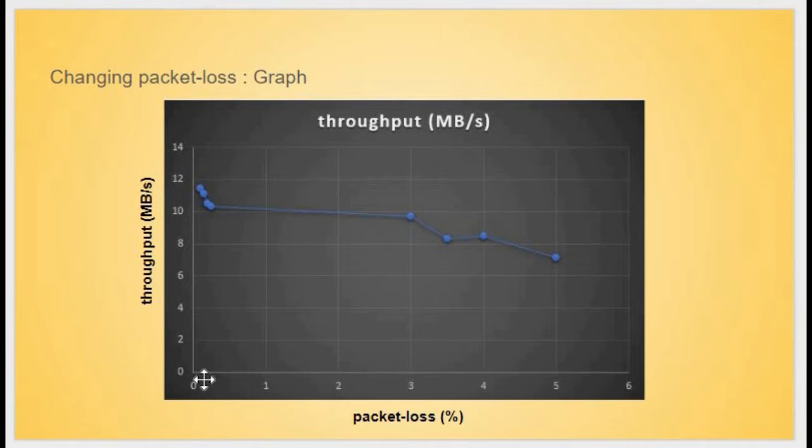As you can see, throughput is mentioned here, and it's between 0 and a maximum of 12, and the packet loss was varied between 0 and 5, and this is the graph we obtained for the throughput.